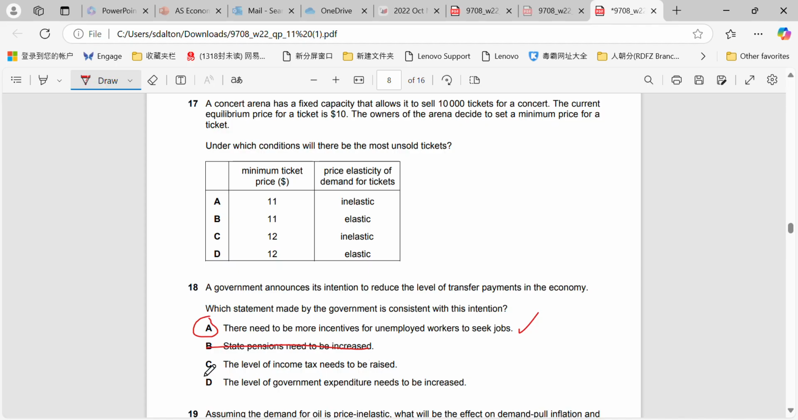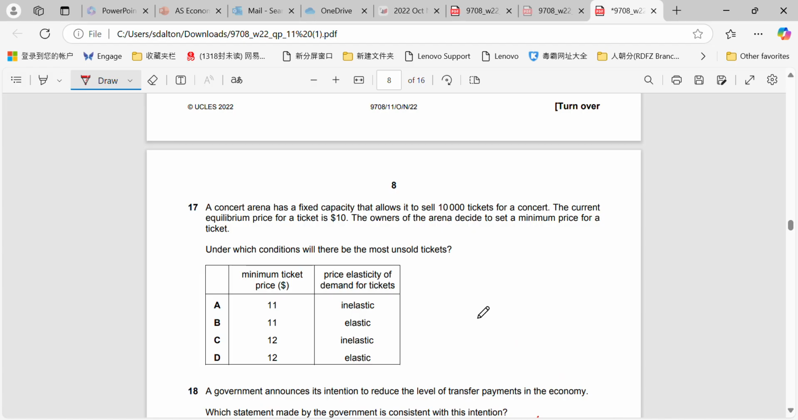Level of income tax needs to be raised. Again, that is not consistent with reducing levels of transfer payments. And level of government expenditure needs to be increased. Again, not consistent with reducing transfer payments. All of those would be consistent with increasing transfer payments. But providing incentives for people to seek jobs would be consistent with reducing the payments that we make for unemployment benefits, for example.